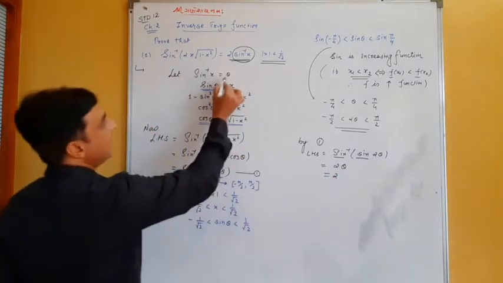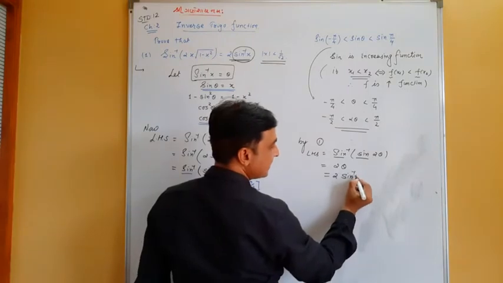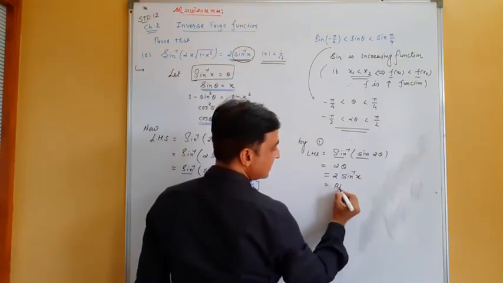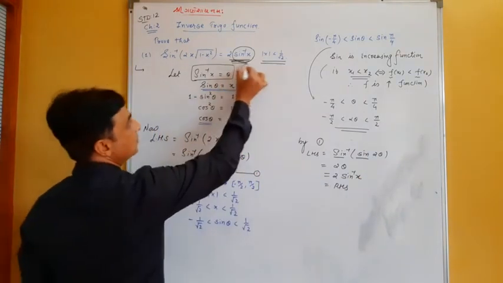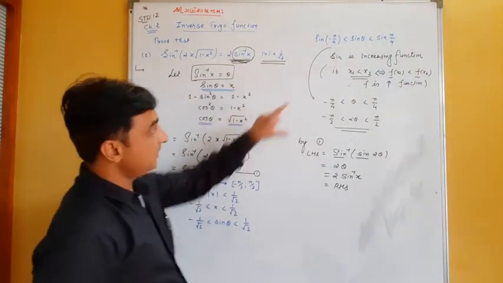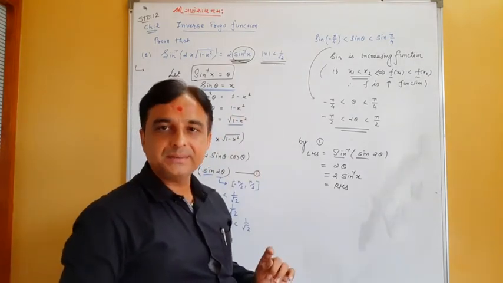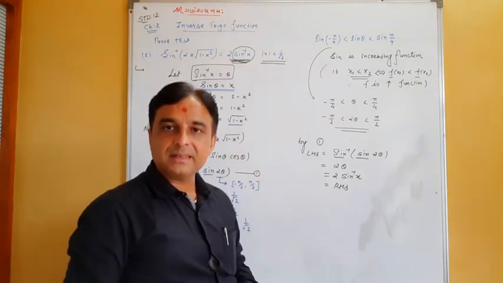And what is theta? Theta is sine inverse x. So that is the right hand side we had to prove. Just go through this, then it's very easy. Let's see the next example.